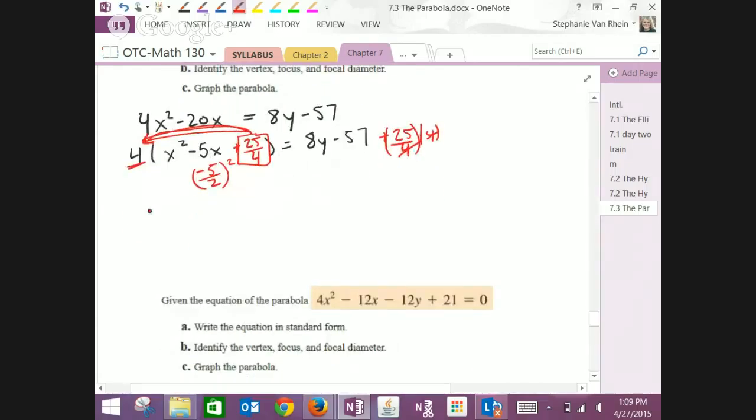So here, what is my perfect square? x minus 5 over 2 squared. You see that? Equals 8y minus 32. Now I want to pull out that 8. So I want to get this truly in standard form. So before I pull out the a, I'm going to divide through by this coefficient here, 4. Do you guys see that?